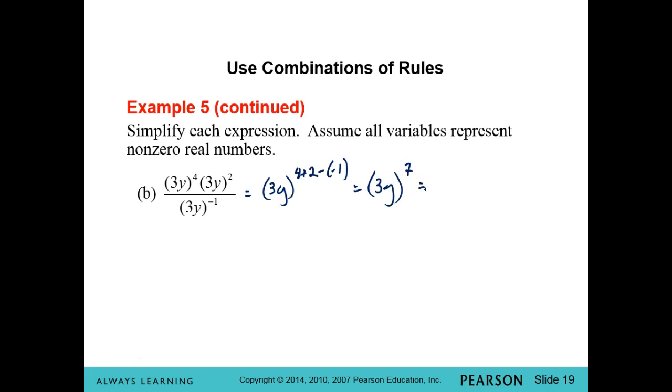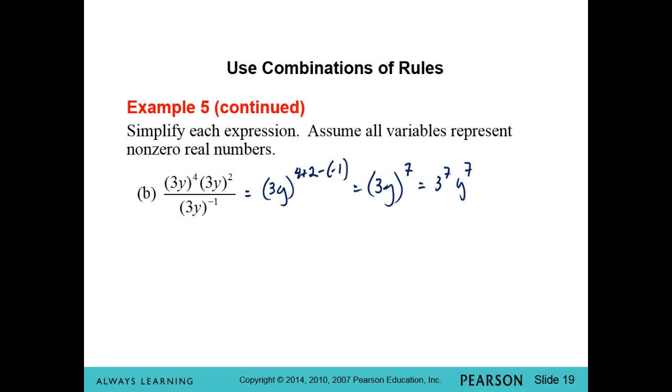Now, I don't think I want to expand it anymore. You could say that's 3 to the 7th times y to the 7th. And if you did on your calculator what 3 to the 7th was, you could get a number. I don't want to do that one, but you could if you wanted to, if you're really gung-ho about it.